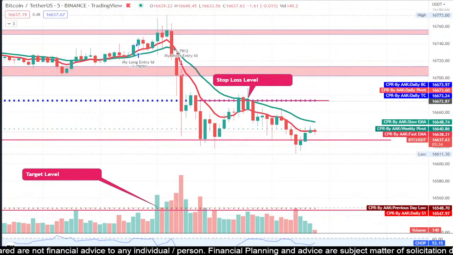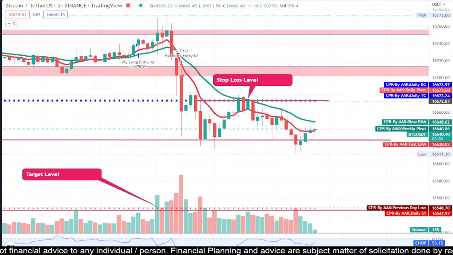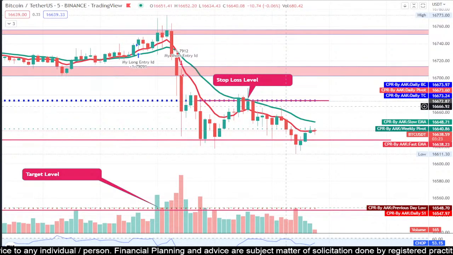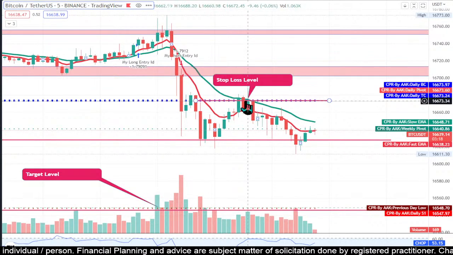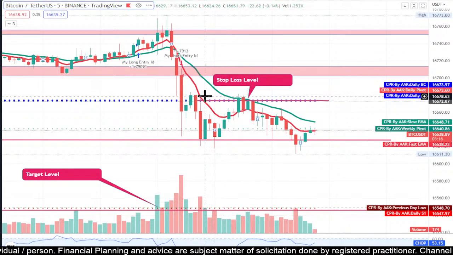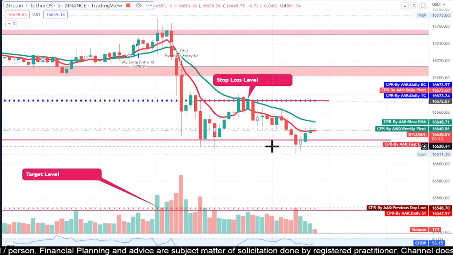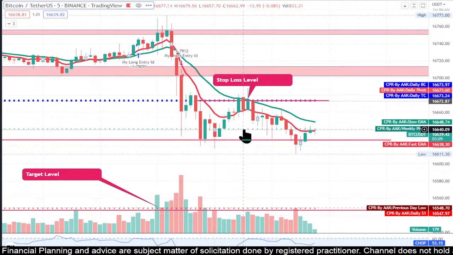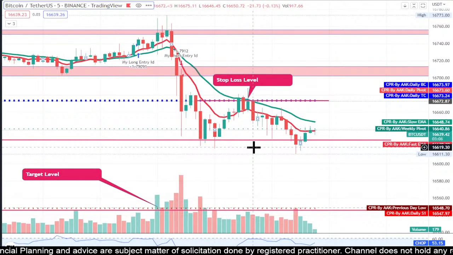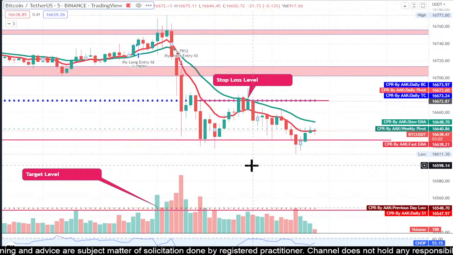It seems like it is planning to test the 20 EMA like it did before, over here, here, here, right? So it seems like it might go and test the 20 EMA over here, which doesn't matter to us because we are running in a good profit right now. And even if it tests the 20 EMA, we will still be running in good profit.